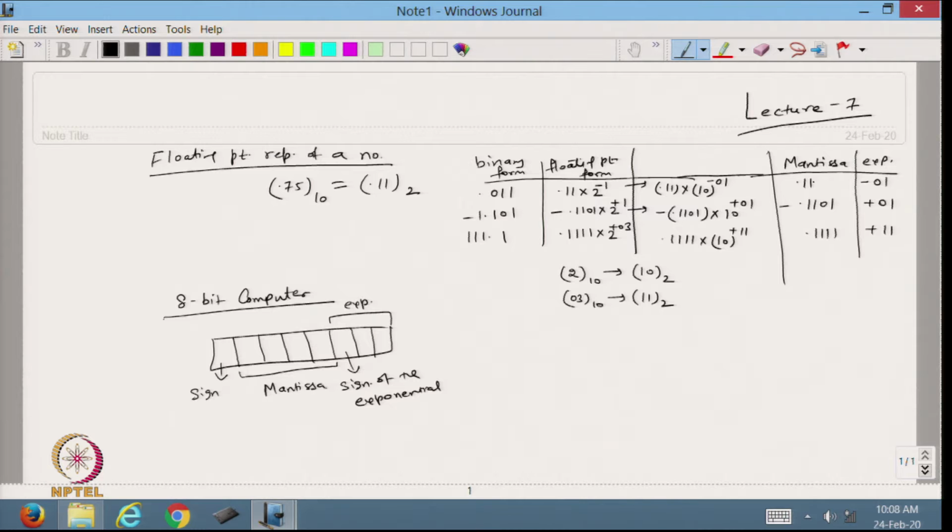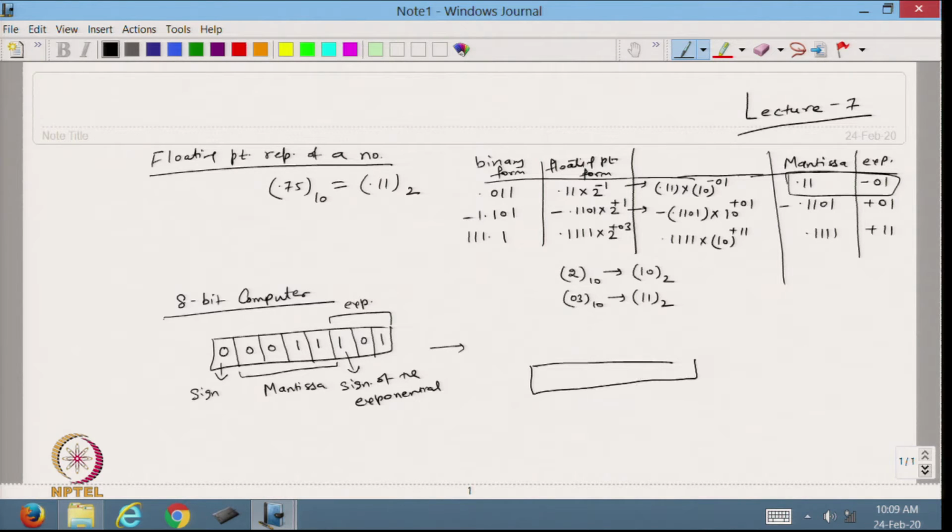Now suppose I want to save the first number in the 8-bit computer. 0 is for plus sign and 1 is for negative. The mantissa is the next 4 bits, but I need only 11 here, so I put 1 1 0 0, and the exponent part is negative, so I put 1 and 0 1. That gives me the number saved in the computer.